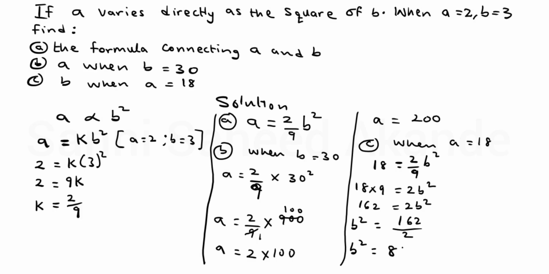Then to get the value of B, I'm going to take the square root of both sides. So we have B squared is equal to 81. Taking the square roots of both sides, we have B equal to the square root of 81, which is 9, because 9 times 9 will give us 81. Is that understood? All right.